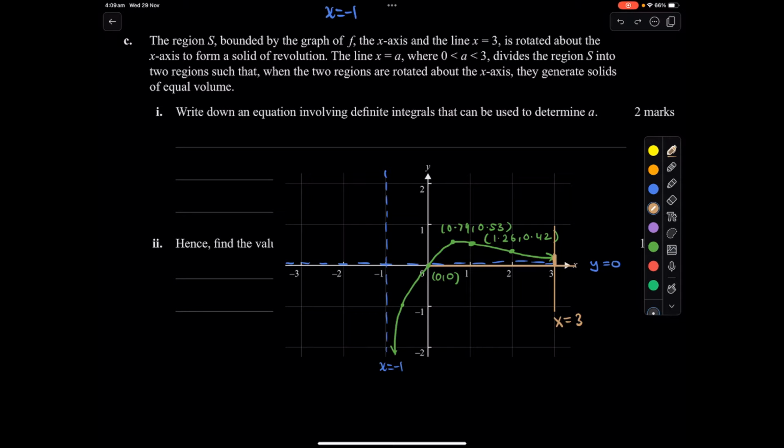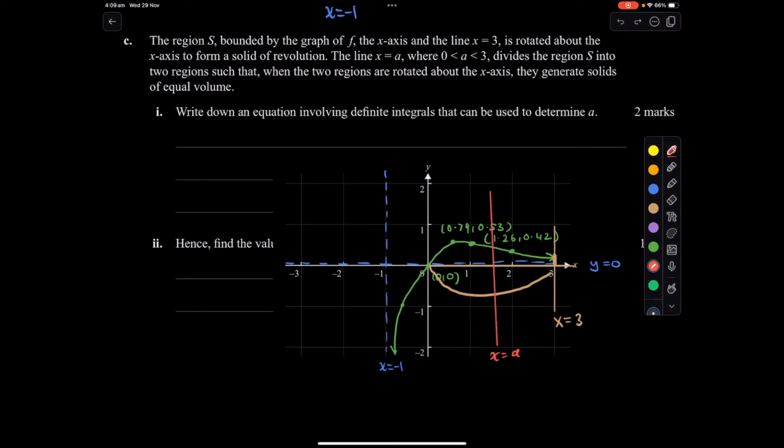The line x equals a, where a is between 0 and 3. So imagine this whole thing is rotated about the x-axis and forms a solid of revolution. And the line x equals a, where a could only be between these values over here, divides the region S into 2 regions such that when the 2 regions are rotated about the x-axis, they generate 2 solids of equal volumes. So for example, there's a line x equals a, and this region here gets rotated and we find the volume over here equals this volume over here that is rotated.